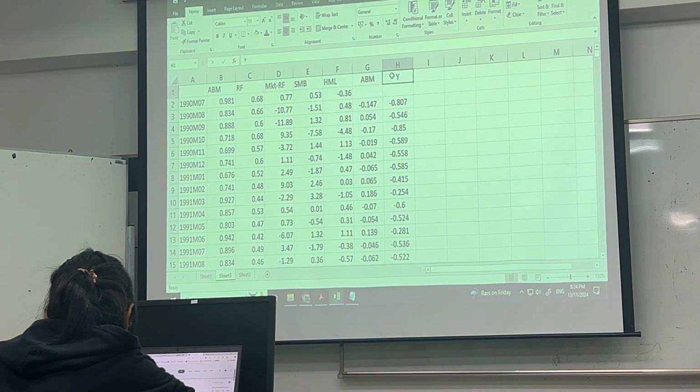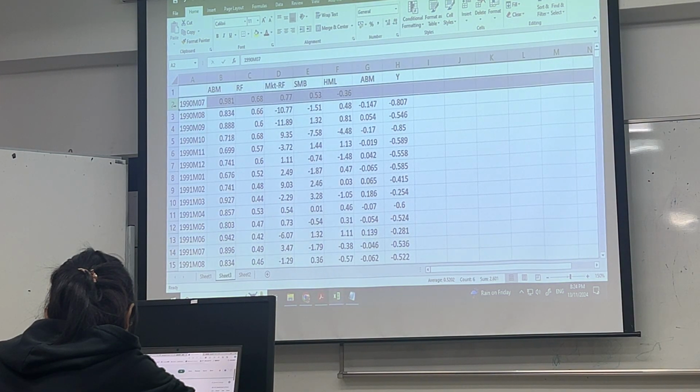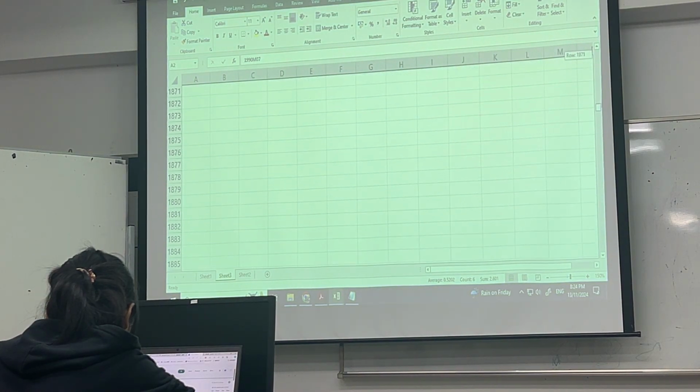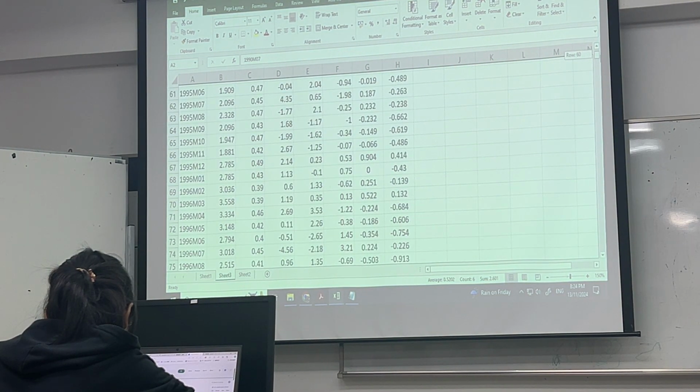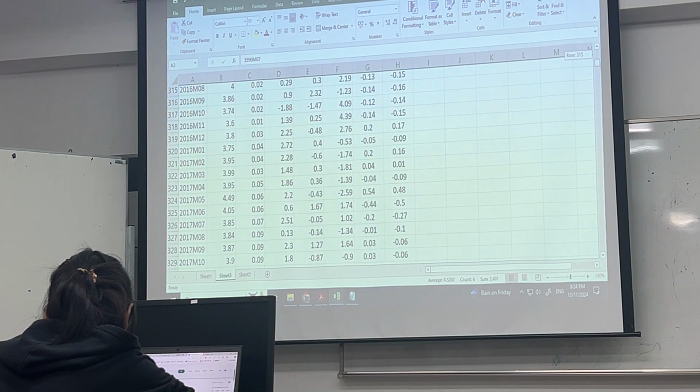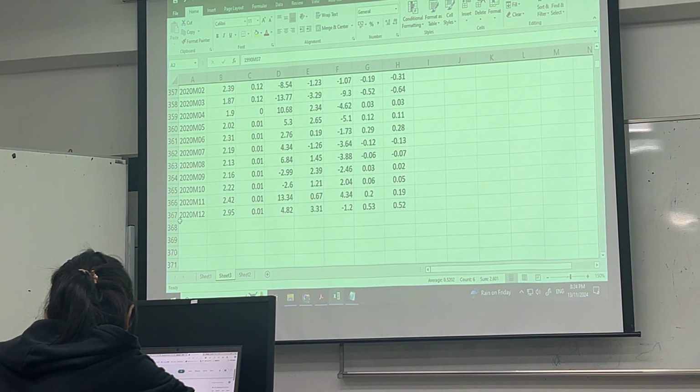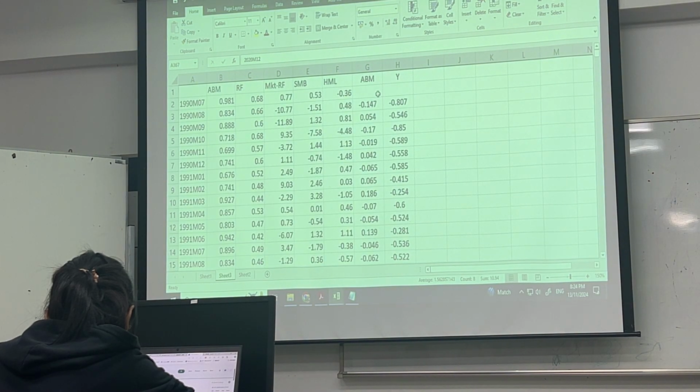So what next? I start from 1990 month 7, then up to 2020 month 12. This data set I downloaded, I'm not sure of the source, but I think the major one is Yahoo Finance. You can try to look up how to get the data set from Yahoo Finance. So this is my sample period.